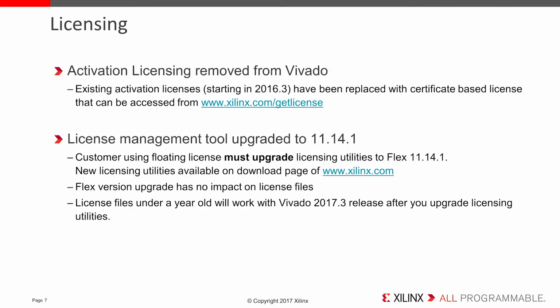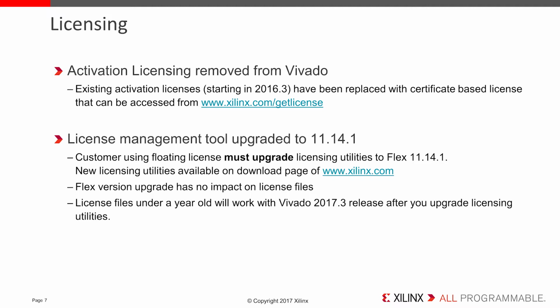In the area of licensing, starting with Vivado 2017.3 release, activation licensing support has been removed. Therefore, all the features supported by activation licensing are discontinued, including license borrowing feature. In addition, all of the existing activation licenses have been replaced with certificate-based license that can be accessed from the URL shown here.